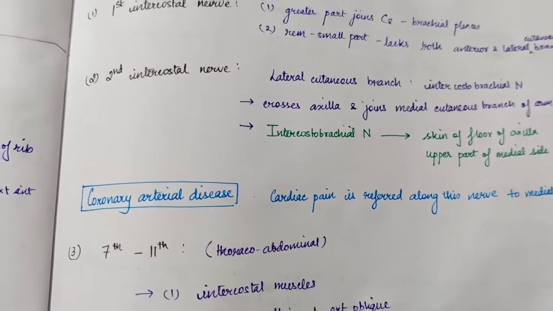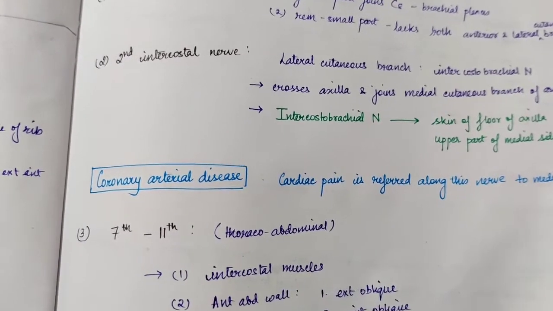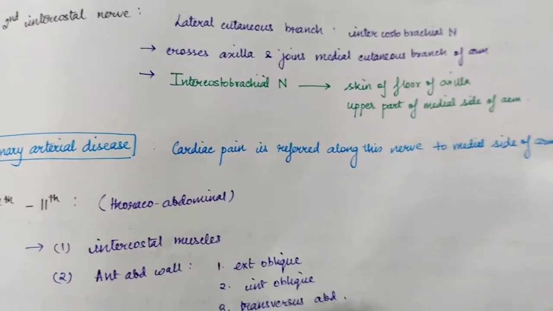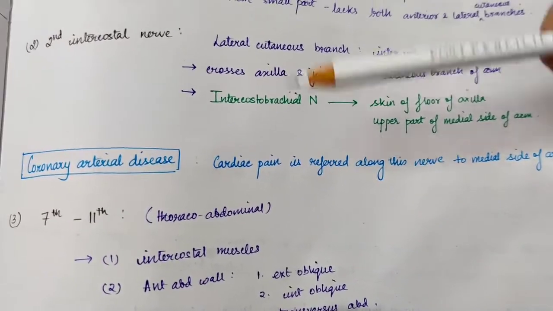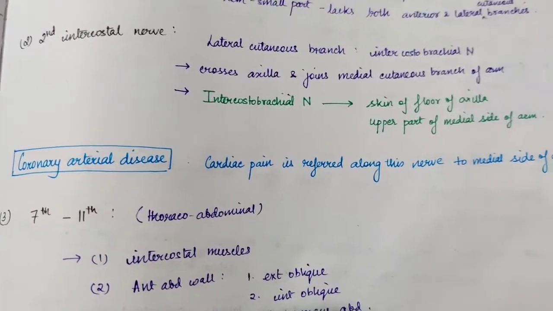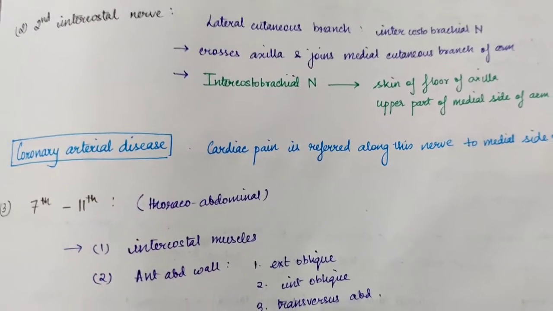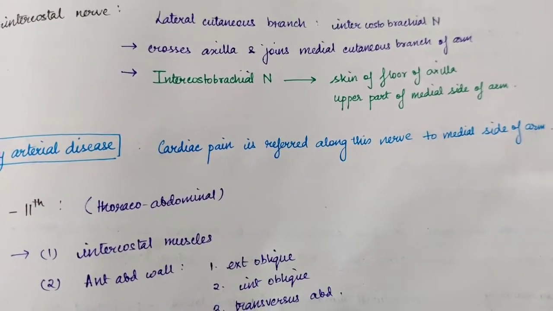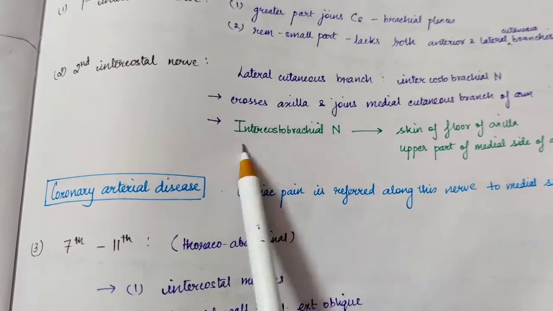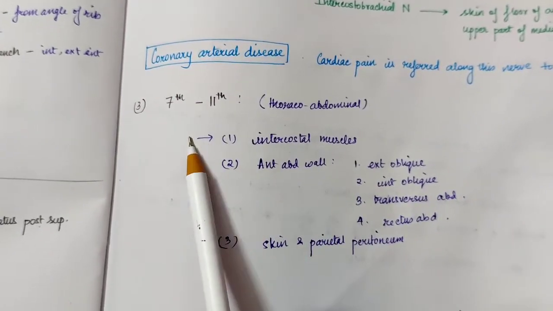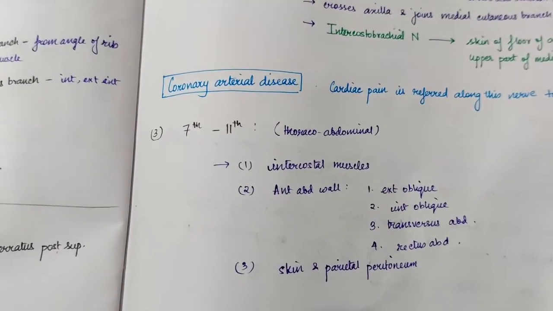Now there is a disease known as coronary arterial disease. Cardiac pain is referred along this nerve to the medial side of the arm. If this nerve is not working, then there is cardiac pain, and it refers to the medial side of the arm. What is this nerve? It is the intercostobrachial nerve.